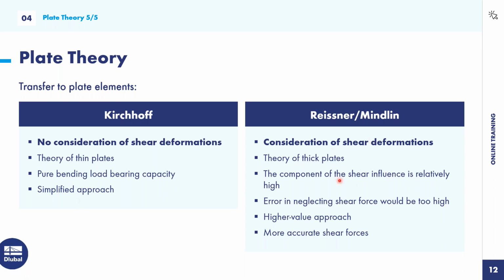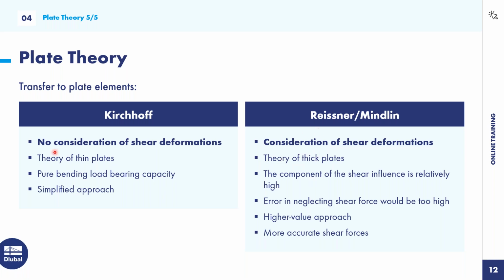And the component of the shear influence is relatively high, so you have to consider these kinds of shear deformations. When we neglect these shear forces, the errors and bad results would be very high. That's also the reason why we have a higher value approach, and we get more accurate shear forces. As a summary, Kirchhoff you can use just for thin plates, which are normal concrete plates and so on. And Reissner-Mindlin you can use for thin plates and for thick plates. My recommendation is, please always use Reissner-Mindlin, because then you don't make any mistake.